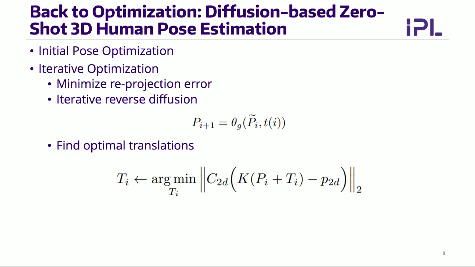Finally, the optimized poses are sent to the truncated diffusion model for reverse diffusion, and then the translation is updated by using the PNP algorithm with the newly generated pose.